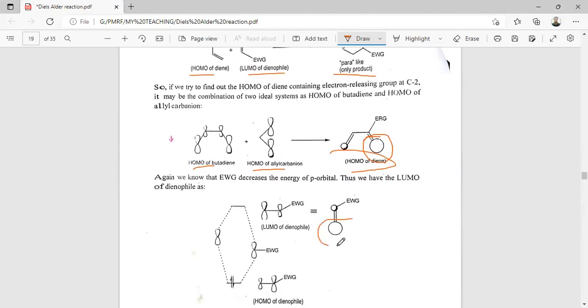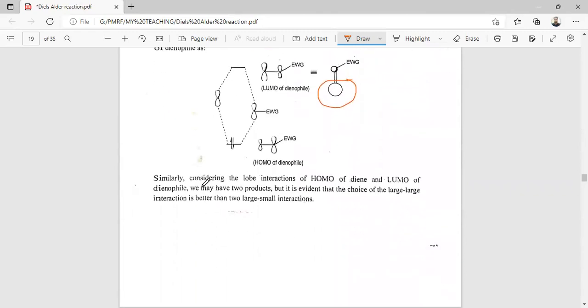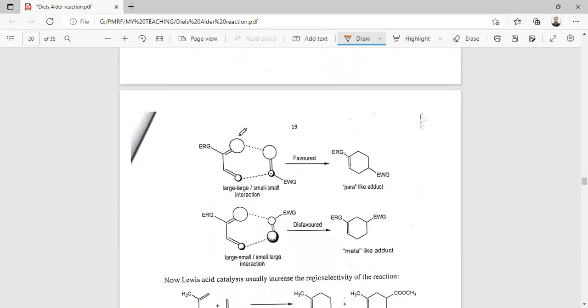Here is the larger contribution. Similarly, considering the interaction of the HOMO of the diene and the LUMO of the dienophile, we may have two products, but it is evident that the large-large interaction is better than the large-small interaction. So this large-large interaction is favored, and that will give this para product, and the large-small interaction is disfavored, so that would give the meta product. That is why the C2-substituted diene will give only the para product.